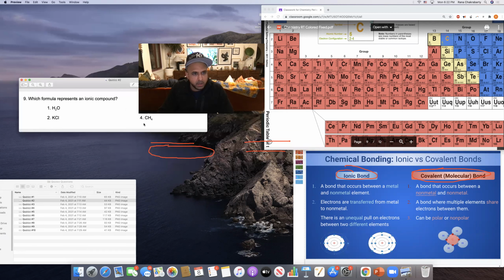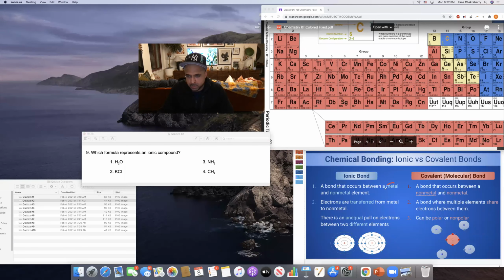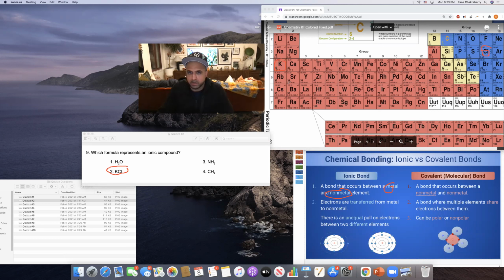All right. The next question is about which compound is ionic. So I have to go back and say, what's ionic? Ionic, as it says in the notes, is between a metal and nonmetal. So what do I have to look for? A metal and nonmetal. The only metal and nonmetal is KCl. K is here, and then Cl is there. Red and blue will be ionic. So metal and nonmetal is ionic.